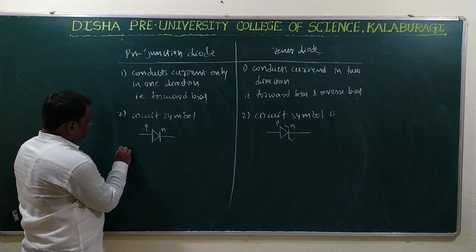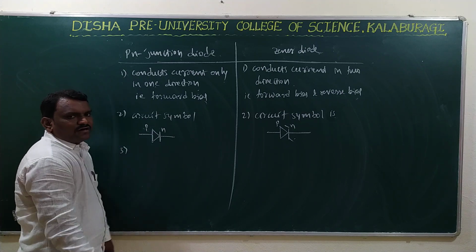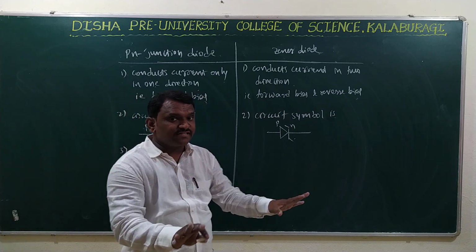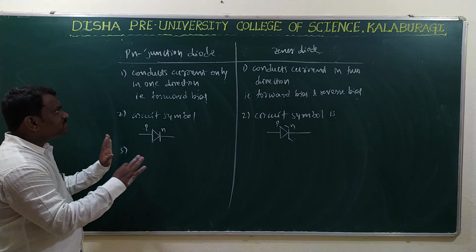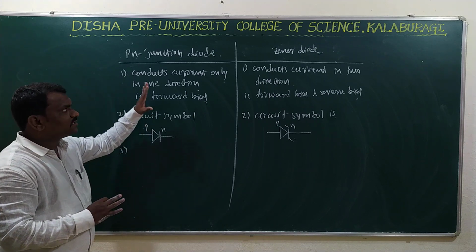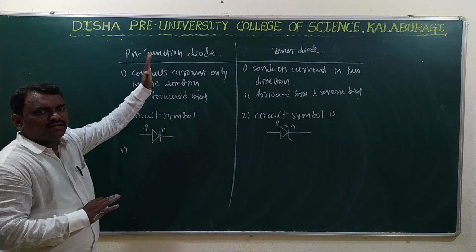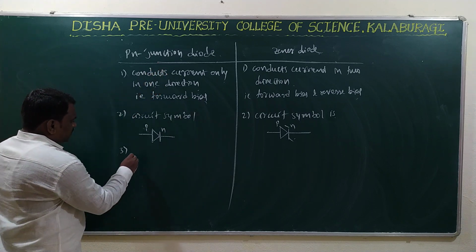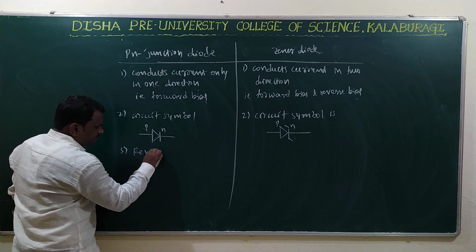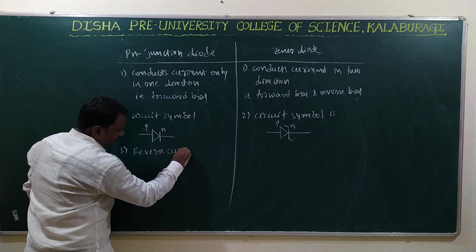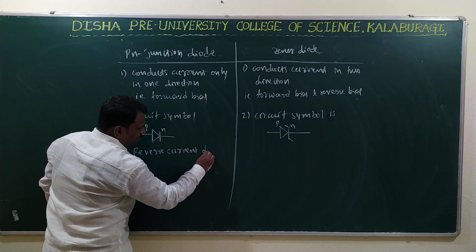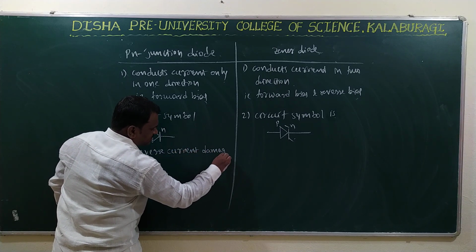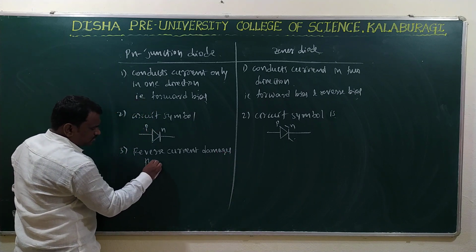Okay, next, here reverse current. There is no reverse current produced in this system. In case reverse current is produced in a PN junction diode, it damages the diode, right?